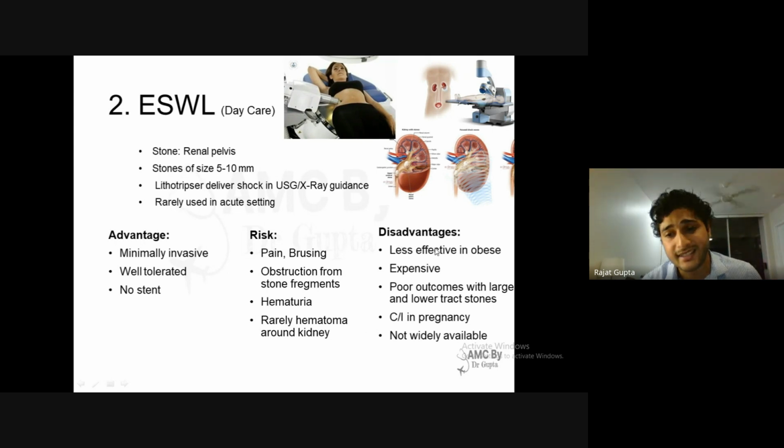And it is less effective in obese patients, definitely, because if there is a thick layer of fat between the lithotripter and the stone, it's not going to touch the stone anyways.